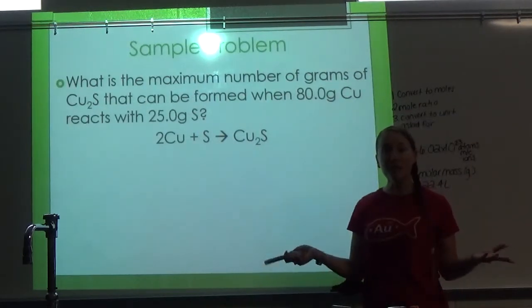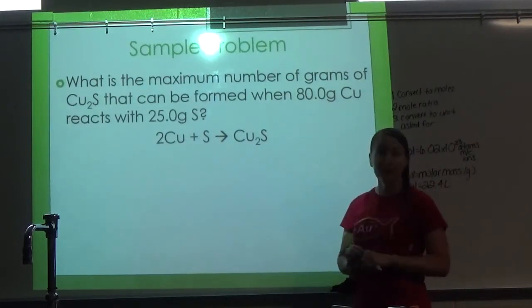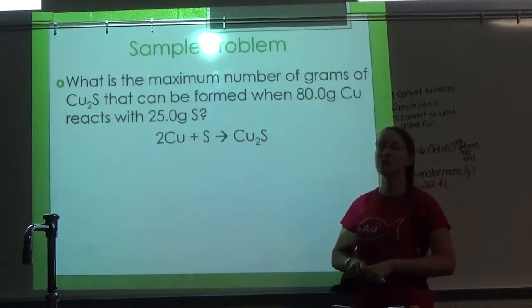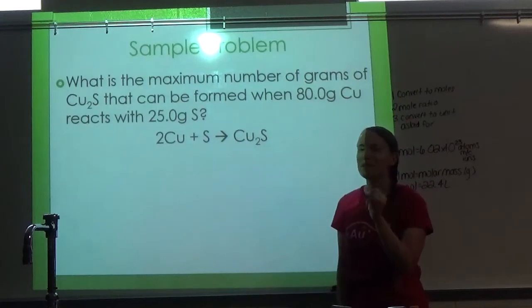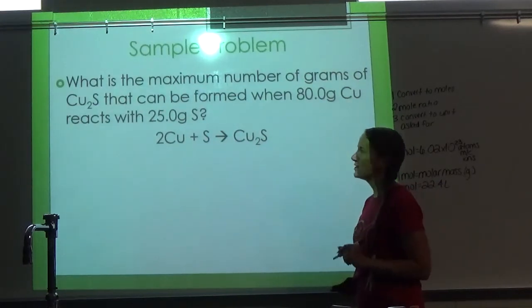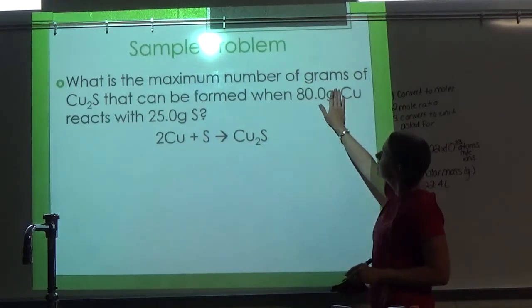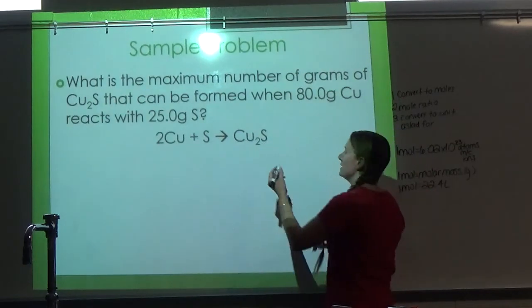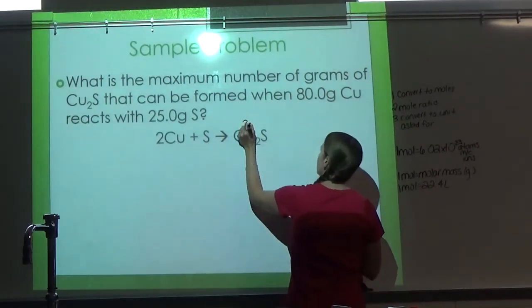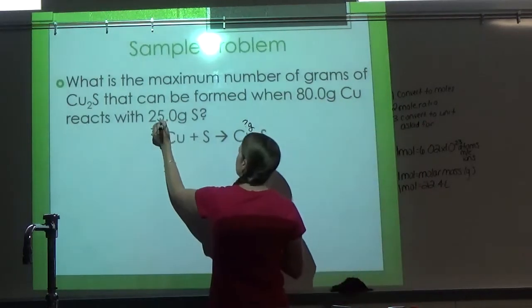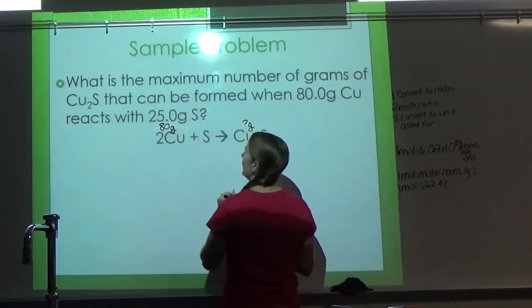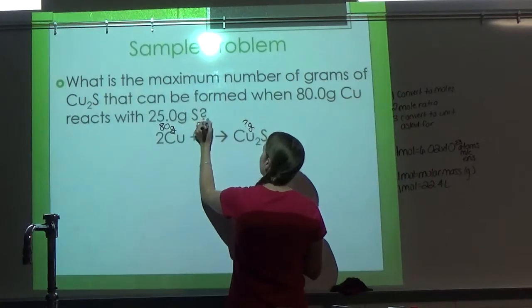So let's just jump in and look at how to do one of these. I'm not going to lie, these are like the longest problems that you'll do in this entire class. But I personally love them. Again, the better you are at the 3-step stoichiometry problem, the easier this will be. So it says, what is the maximum number of grams of Cu2S, so we're looking for grams, that can be formed when 80 grams of copper reacts with 25 grams of sulfur?